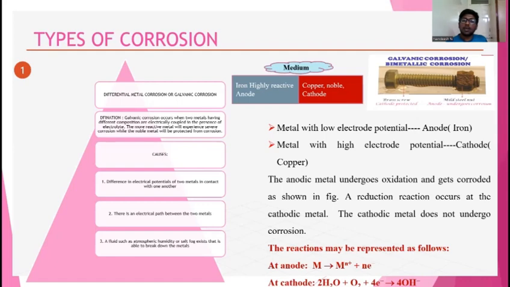Metal with low electrode potential acts as anode. Metal with high electrode potential acts as cathode. The anodic metal undergoes oxidation and gets corroded, as shown in the figure. A reduction reaction occurs at the cathodic metal. The cathodic metal does not undergo corrosion. The reaction may be represented at the anode: the metal gets oxidized, giving rise to an oxidized metal ion and electron. At the cathode, water and oxygen react to give rise to hydroxide.